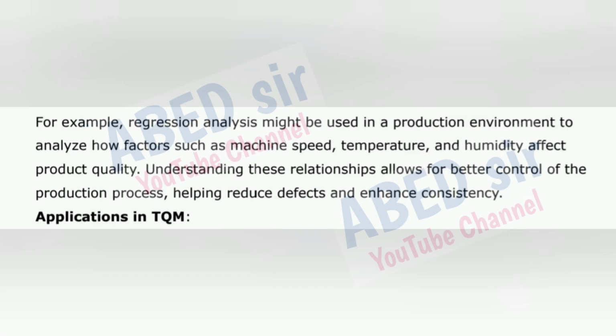For example, regression analysis might be used in a production environment to analyze how factors such as machine speed, temperature, and humidity affect product quality. Understanding these relationships allows for better control of the production process, helping reduce defects and enhance consistency.